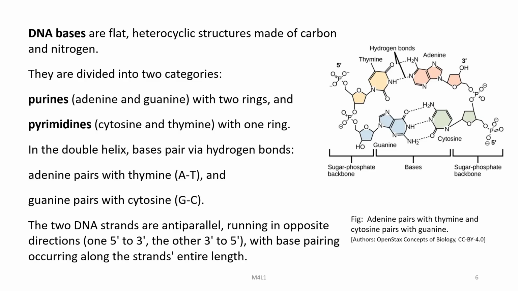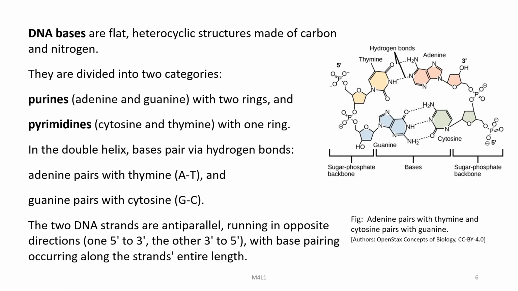The two DNA strands are antiparallel, running in opposite directions, one 5' to 3' and the other 3' to 5', with base pairing occurring along the strands' entire length. And this type of AT-GC pairing is what we call complementary base pairing.